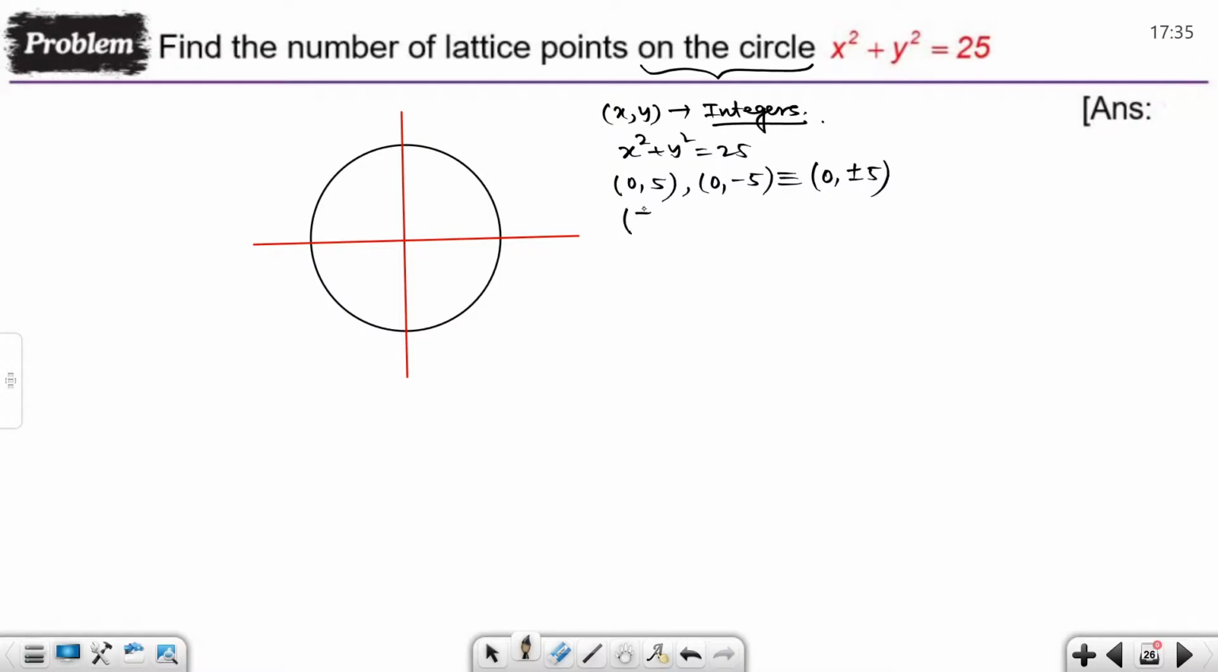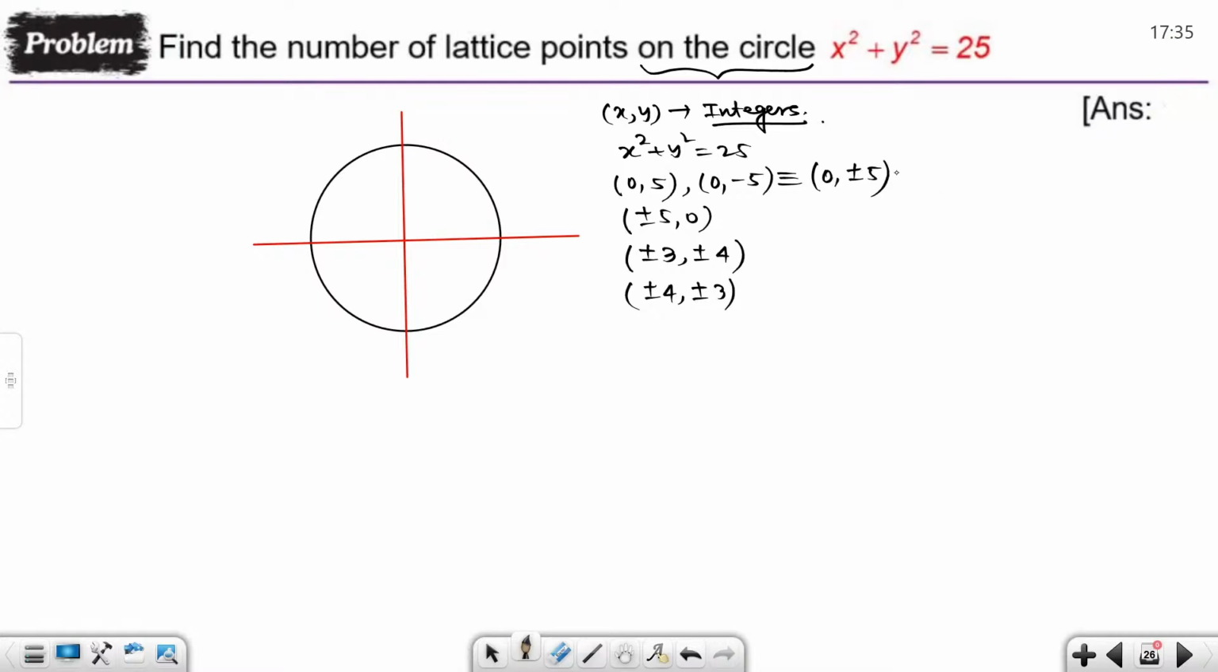It can also be plus minus 5 comma 0, because we are talking about all the lattice points on the circle. The points can also be plus minus 3 comma plus minus 4, or it can be plus minus 4 comma plus minus 3. Yes or no? So how many lattice points are possible in this case? Is anything else possible? Try to think. Other than these points, are there any lattice points present there? Please check it. The answer is no.